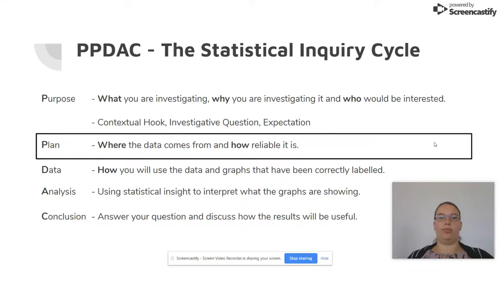Now that we've finished with our purpose, we're going to look at the plan. The plan is talking about where our data comes from and how reliable it is. We're also going to move on to the data and how you're going to use the data to produce graphs. Now you're going to make sure your graphs are going to be correctly labeled as well.